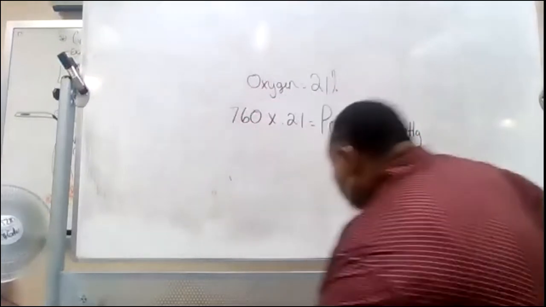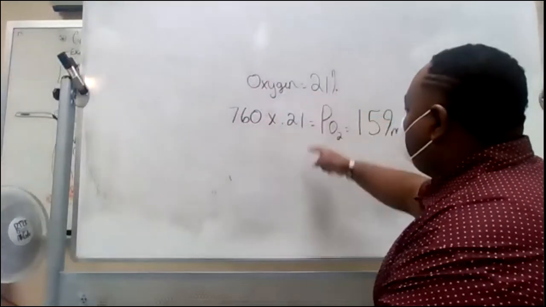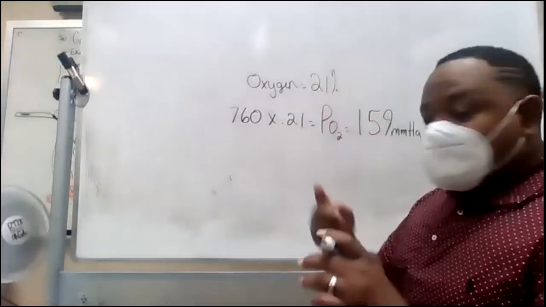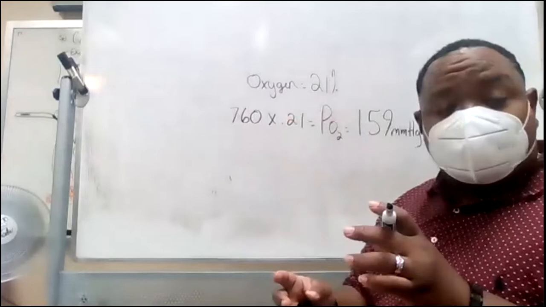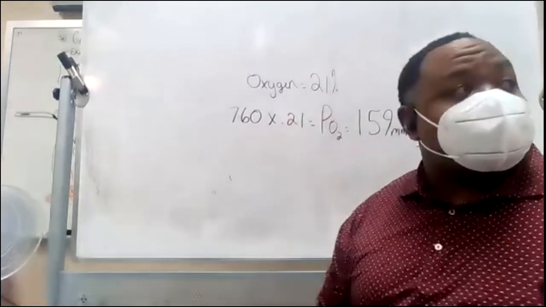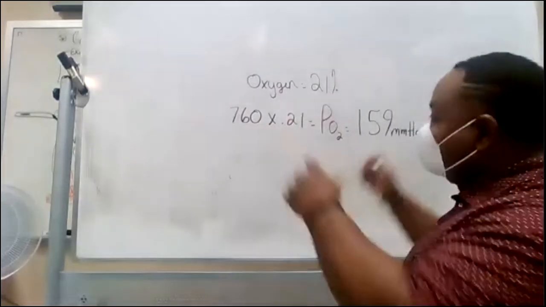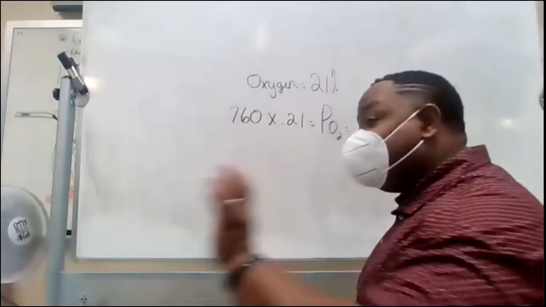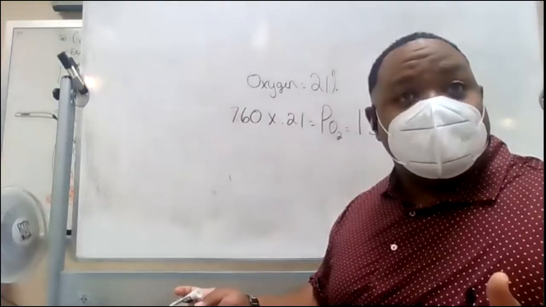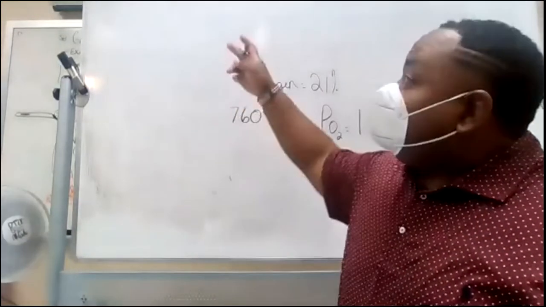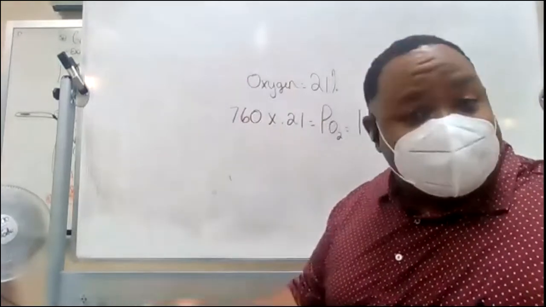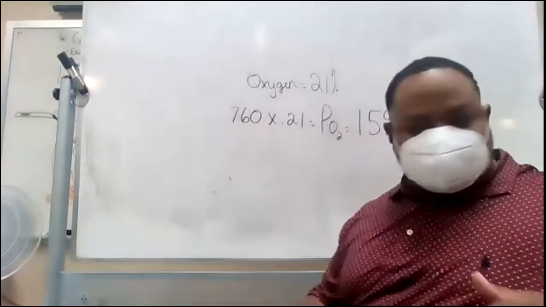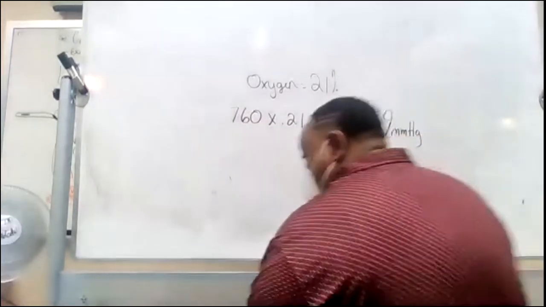Don't forget we had to change that decimal. Remember, 21% is 0.21. You move the decimal two places to the left to change it from a percent to a decimal. So that's oxygen. Now I know that oxygen is pushing 159 of that total 760, by itself. Well, let's see who else is pushing, and how much, because everybody's pushing.